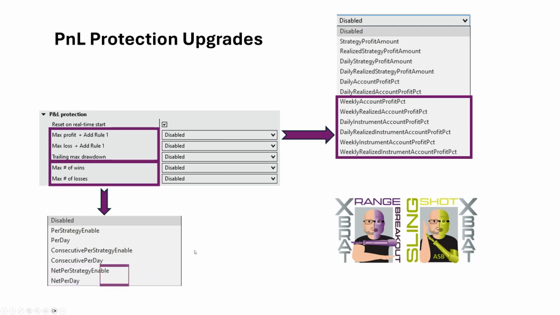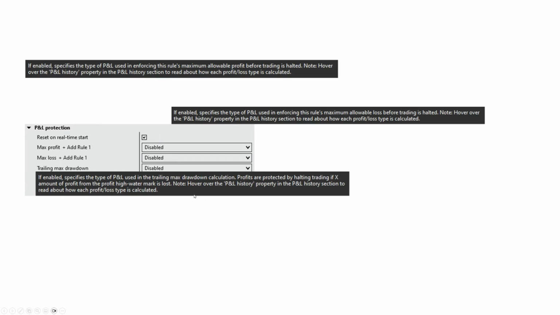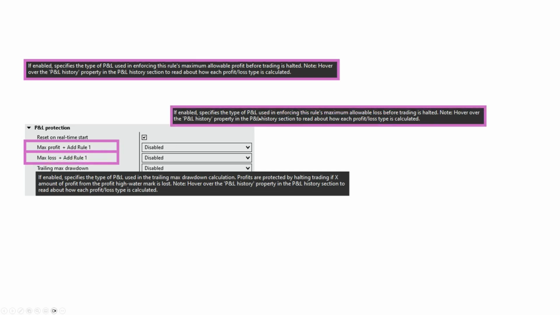And then we've got some extra bits down here for the max number of wins, max number of losses. We've got net strategy per day and net strategy enable. And again, I'm going to go through an example of that. So basically with our max profit, again, we can add more than one rule. We can hover over any of these actually on the ASB, and it will tell you all of the instructions, if you like. And then obviously the trailing max drawdown calculation is there as well. And again, we've just enhanced the ability to use more suggestions in this P&L protection.